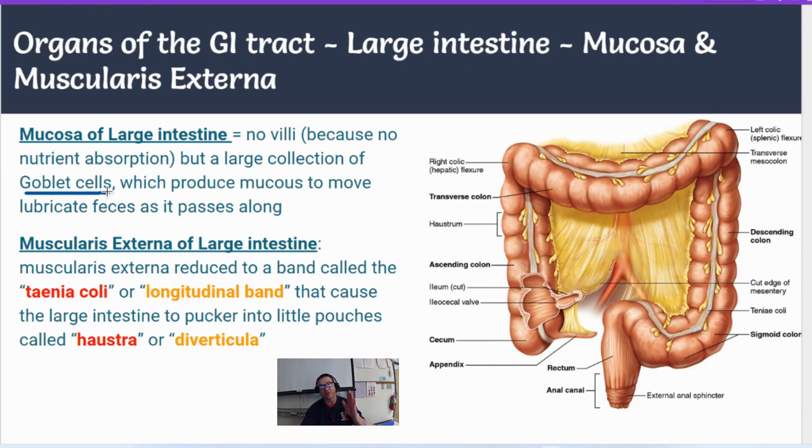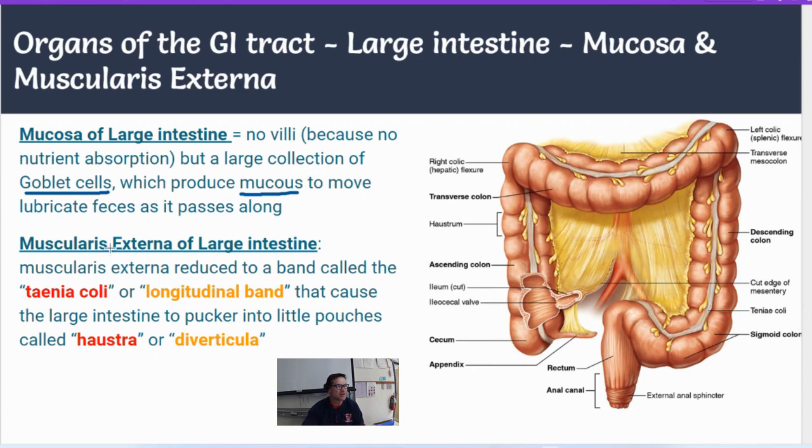These are also found in the small intestine. These produce mucus, which helps to lubricate the feces as it moves along through the large intestine. Remember, the mucus-producing cells in the stomach were the mucous neck cells. So these goblet cells are the ones found in the intestine, small and large.